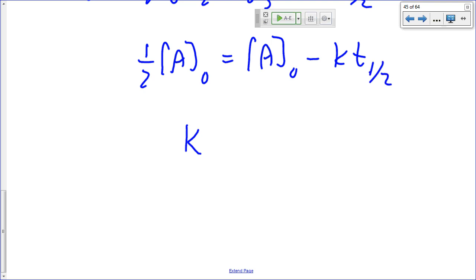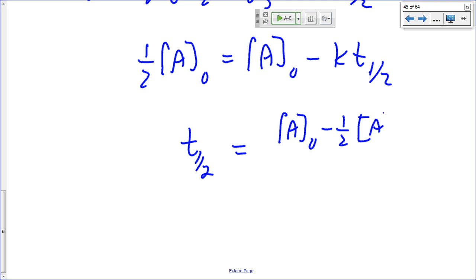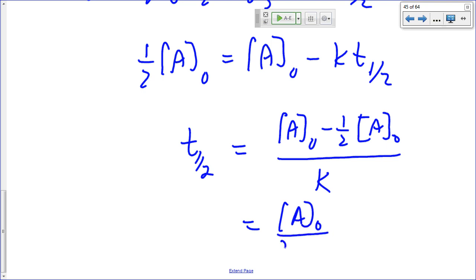So let's solve for half-life here. The half-life is equal to a naught minus 1/2 a naught over k. So that's just a naught over 2k. Right? So that's where that equation comes from.